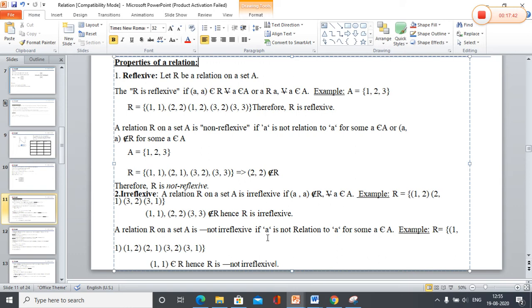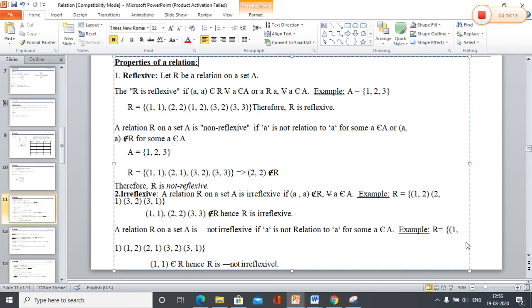So don't get confused. Reflexive means for each small a belonging to capital A, (a, a) should be present in the relation, whereas irreflexive means none of the (a, a) should belong to R. Okay, that is irreflexive. Non-reflexive is different from irreflexive. Both are different. Non-reflexive means even if for one element it does not belong, we will say it is non-reflexive. But irreflexive means none of them should belong.